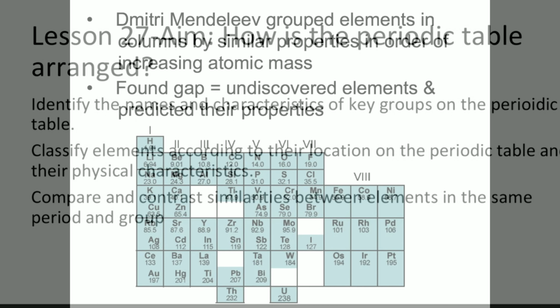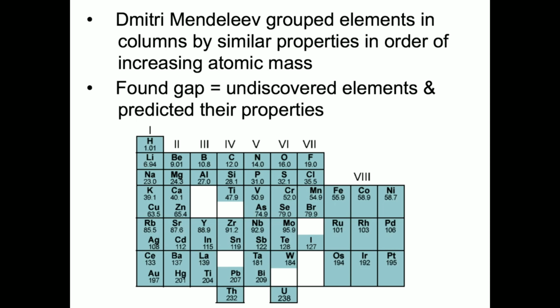The father of the periodic table was Dmitri Mendeleev. He was a Russian scientist who conducted many experiments and decided to organize the elements according to their chemical properties. What is cool about his original periodic table is he was able to find gaps and predict the existence of elements that were not yet discovered and identify the properties that they should have.